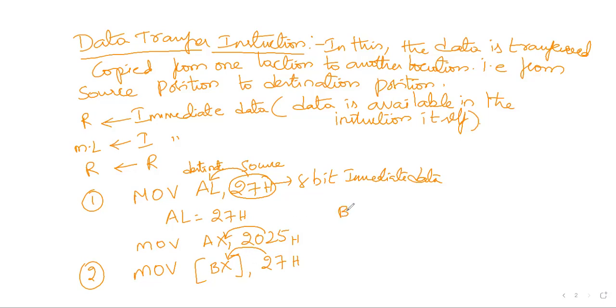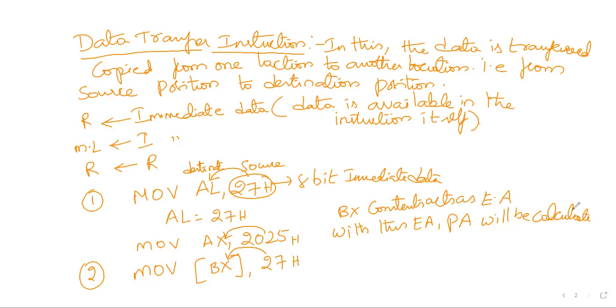Simply, BX register contents act as an effective address. With this effective address, physical address will be calculated. With this physical address, memory location is identified. Once this memory location is identified, 27 is transferred to this memory location. This 27 immediate data is transferred to memory location.